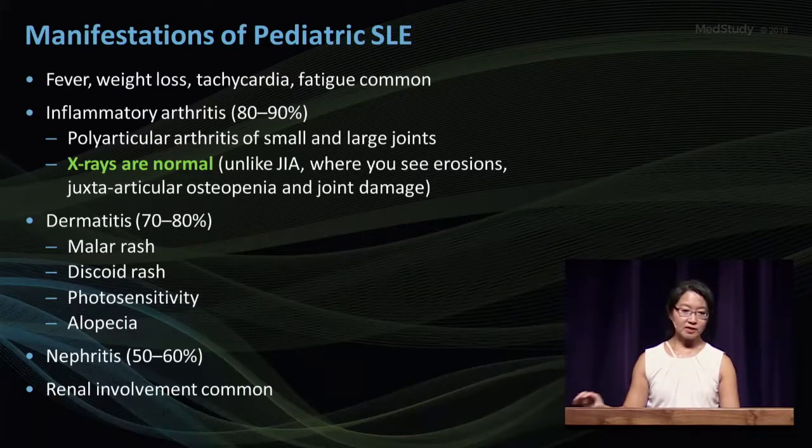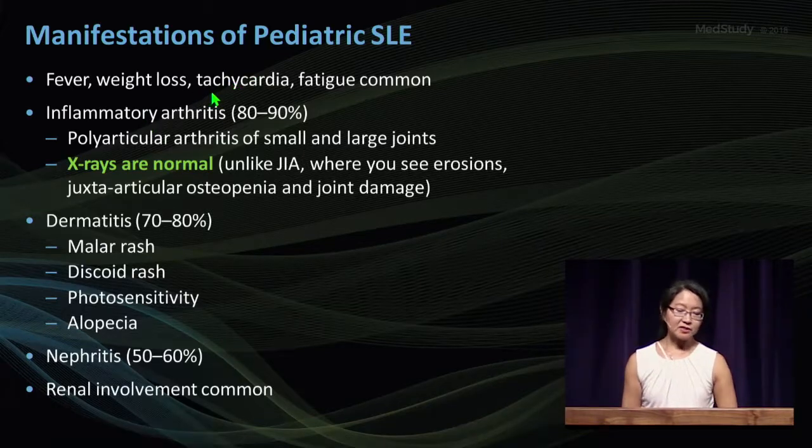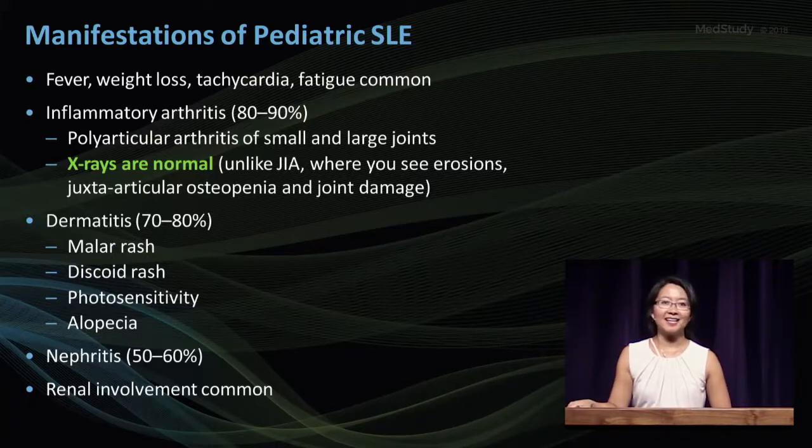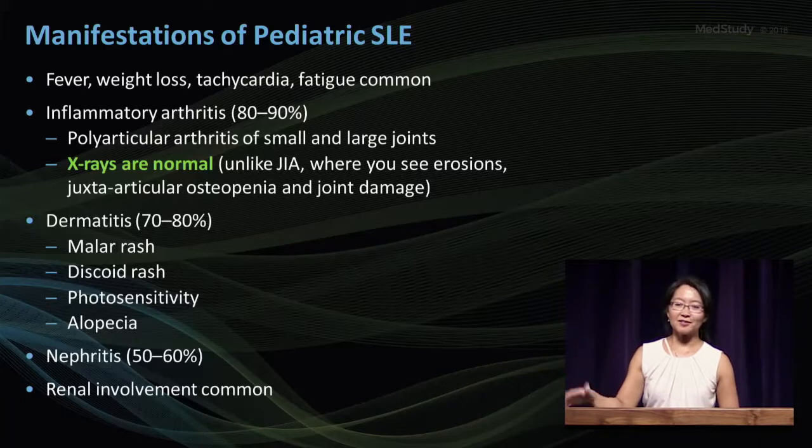So when children present with lupus, fever, weight loss, tachycardia, and fatigue are the most common symptoms. And what's interesting is you can actually follow flares by their heart rate. So a child you suspect who has a flare typically will have tachycardia. Patients who have normal heart rates are probably not in a flare. They may have something else that's going on. And as a rheumatologist, everything that we see will be blamed on lupus. I mean, even if they stub their toe, their primary care doctor will send us patients like, this is lupus.